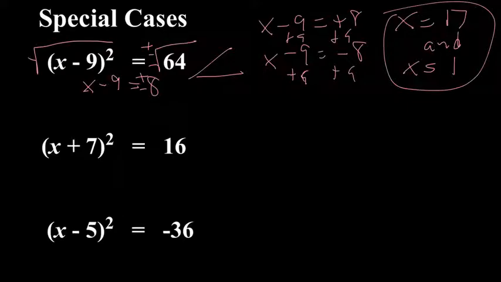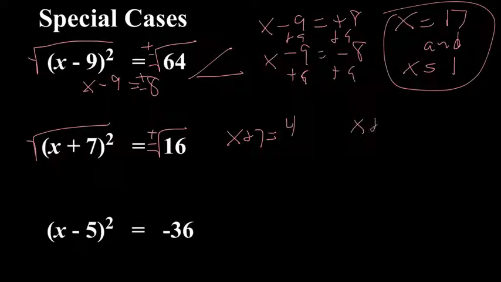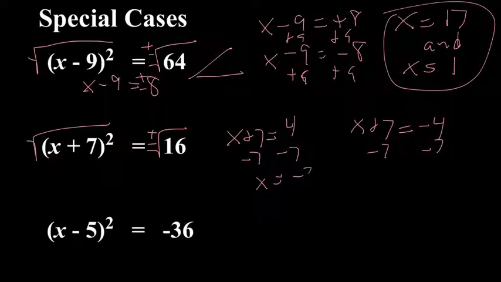Now, next one, you're going to do the square root: plus or minus the square root of 16. The square root of 16 is going to give you x plus 7 is equal to positive 4, and x plus 7 is equal to negative 4. Subtract 7 from both sides on both of these. You end up getting x is equal to negative 3. Over here, you're going to get x is equal to negative 11. These are your two answers here.